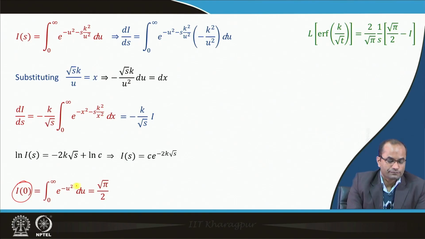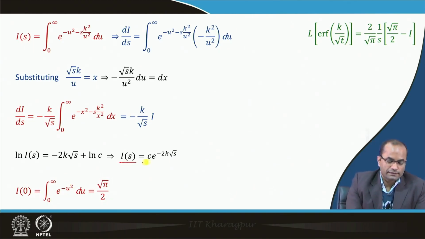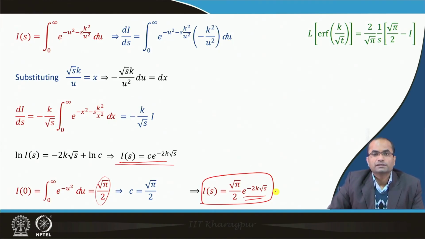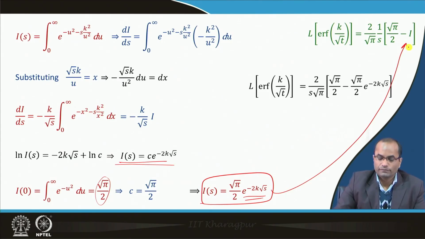So, when s is 0, so this was I. So, when s is 0 we are getting e power minus u square du, well known this integral whose value is square root pi by 2. So, with this we can get our constant. So, the constant will be just the same value square root pi by 2. After substituting this we got this I(s) is square root pi by 2 e power minus 2 k square root s. So, now we can substitute this there, and what we will get?